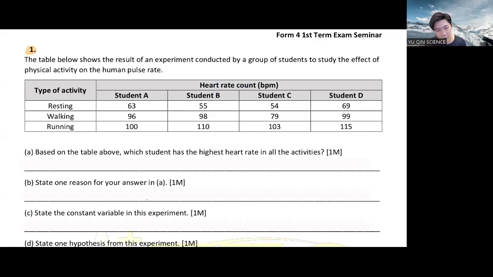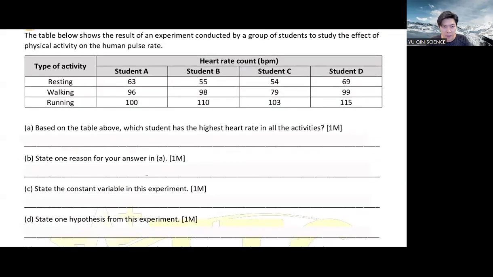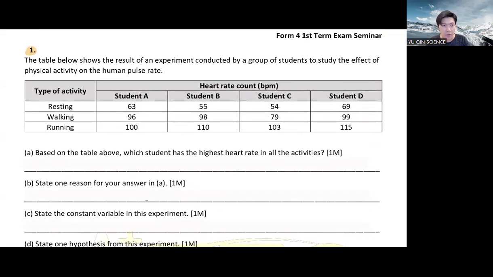If your exam has chapters 1 to 5, chapter 5 also doesn't have an experiment. But if your exam is until chapter 6, then yes, chapter 6 has another 2 experiments. But before the experiment, we will get into some section A questions now, such as hypotheses, constant variable, manipulated variable. These are the section A types of question.